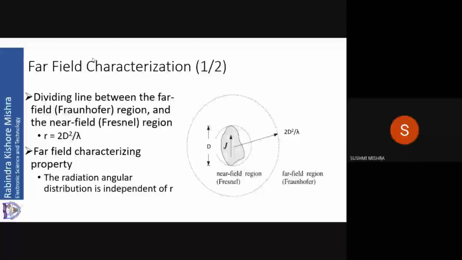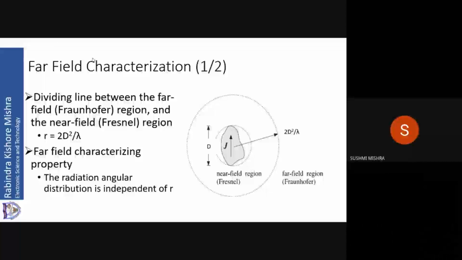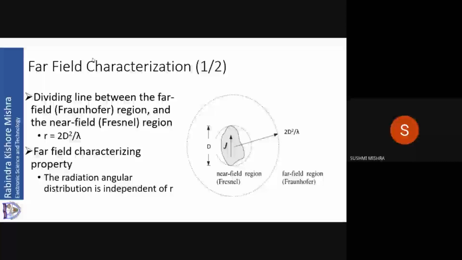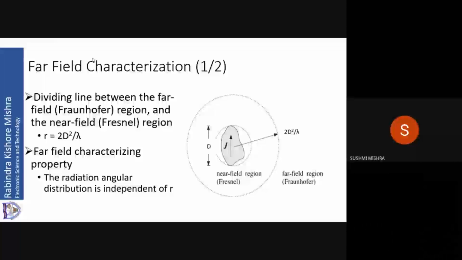So in that, what is distributed? The field is distributed, which means the energy or the power is distributed at a given value of R over different values of theta and phi. So keeping R fixed, if we vary theta and phi, what will be the pattern? That gives you the far field pattern. So the far field characterization property is basically the angular distribution of radiation.